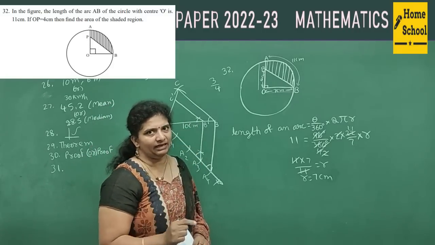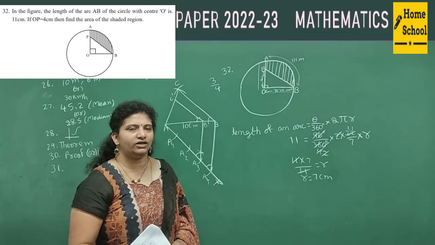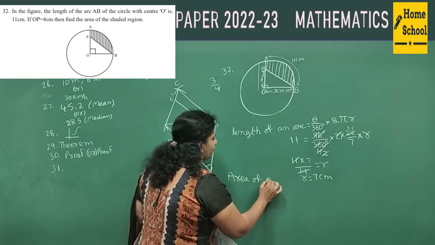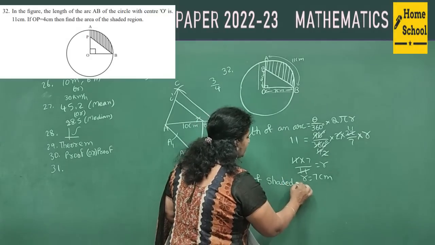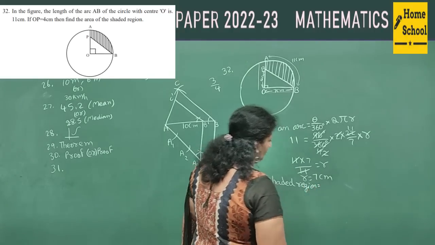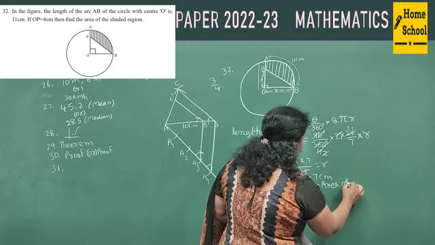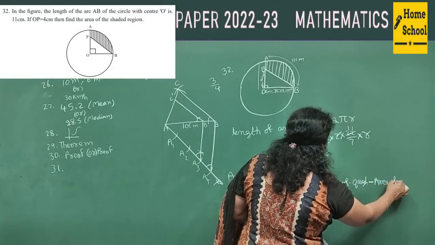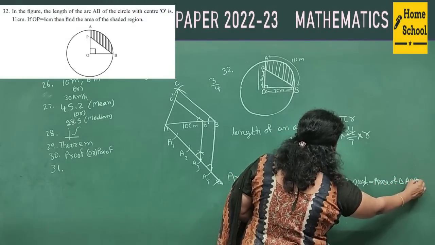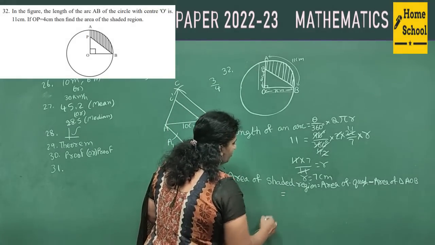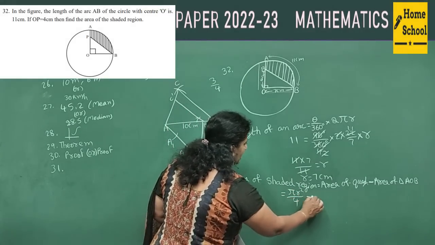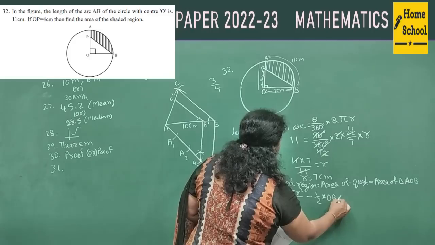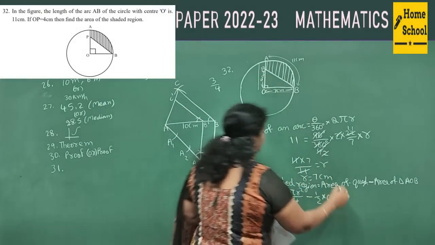In a quadrant area, subtract the right triangle area. You are going to get the shaded region. So frame the formula here. Area of shaded region is equal to area of quadrant minus area of triangle AOB. Okay. What is area of a quadrant formula? Pi r square by 4. And what about area of a triangle AOB? Half into base OB into height. Only up to OP we need to consider.